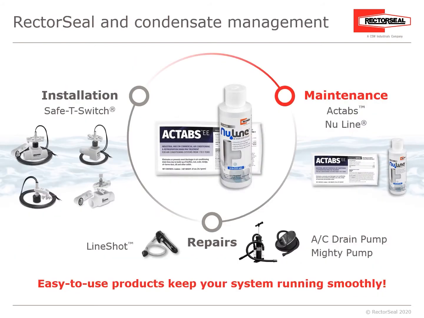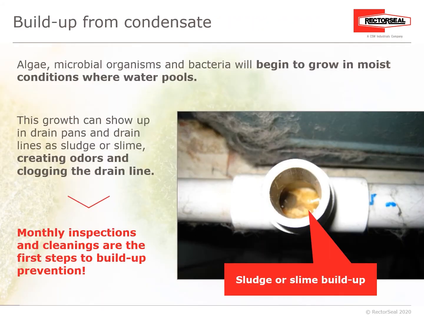The second portion of the condensate management family is maintenance. You need maintenance because there is buildup from condensate. Algae, microbial organisms, and bacteria will begin to grow in moist conditions where water pools. This growth can show up in drain pans and drain lines as sludge or slime, creating odors and clogging the drain line. Monthly inspections and cleanings are the first step in buildup prevention.